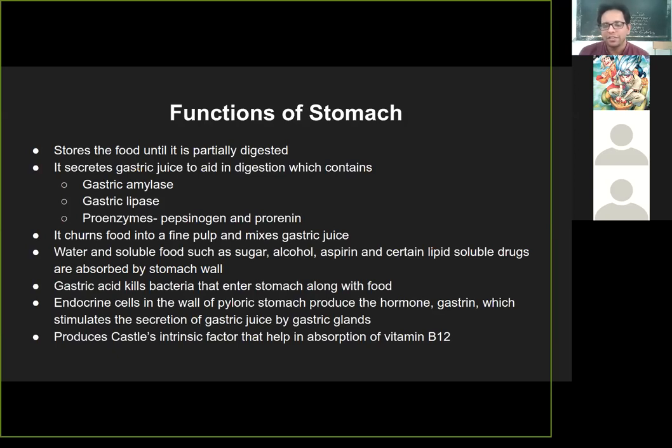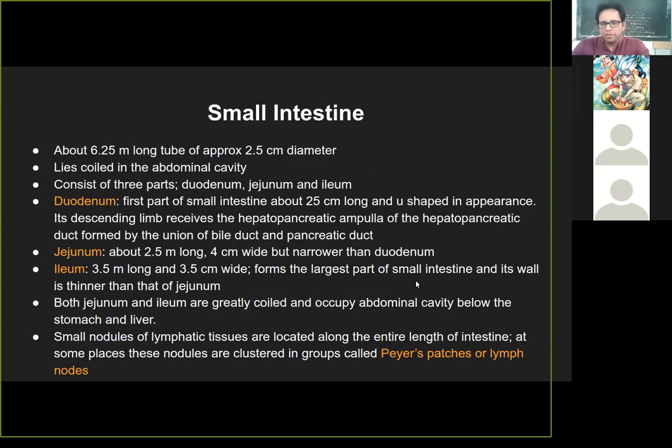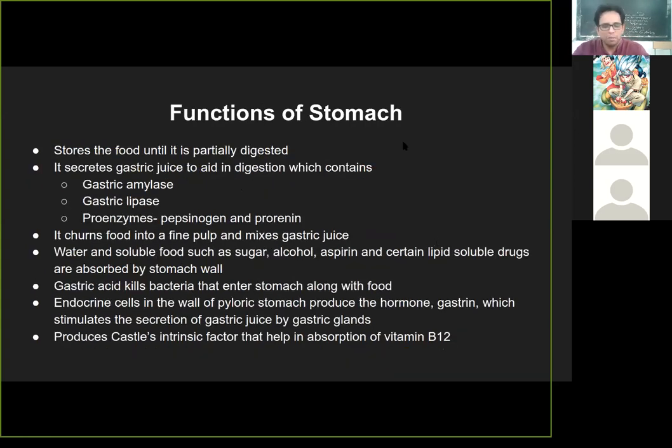And this Castle's intrinsic factor helps in absorption of vitamin B12 from the food. Whatever food is coming inside the stomach, this vitamin B12 will be absorbed with the intrinsic factor. Because it's a glycoprotein in nature, it combines physically with vitamin B12 and actively gets transported through the walls of the stomach, and that is how the absorption of vitamin B12 happens. Okay, any questions here with respect to the stomach part?